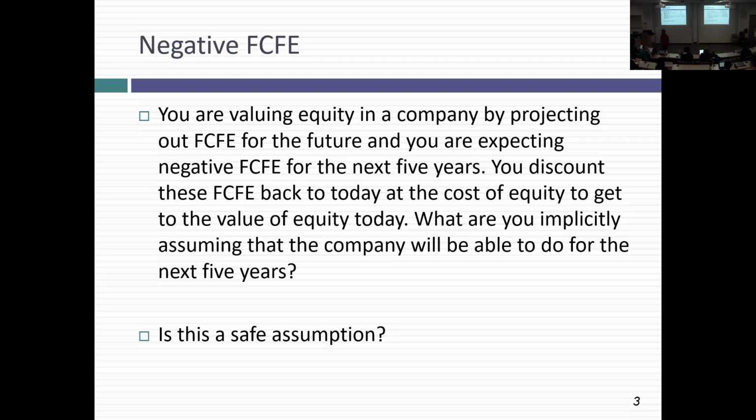Young startups, often that's the case. Some of you are valuing young companies. So when you project out the free cash flow, you're projecting free cash flow negative, negative, negative, negative, and eventually good stuff starts to happen and your cash flows turn positive. So when you have a company like that, your free cash flow to equity or free cash flow to firm are negative for the next 5 years. What are we implicitly assuming the company is going to be able to do in year 1, 2, 3, 4, and 5 with those negative free cash flows to equity?